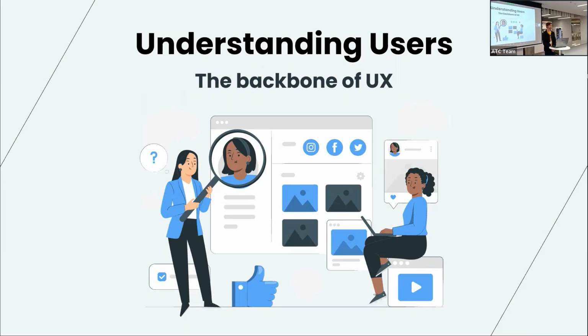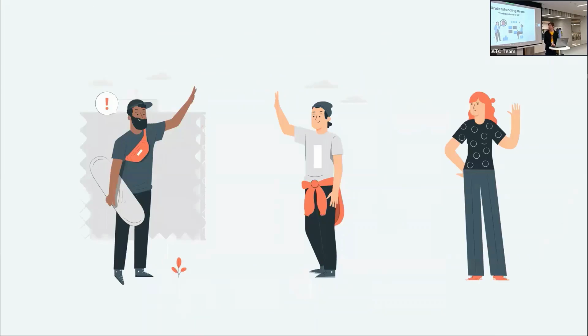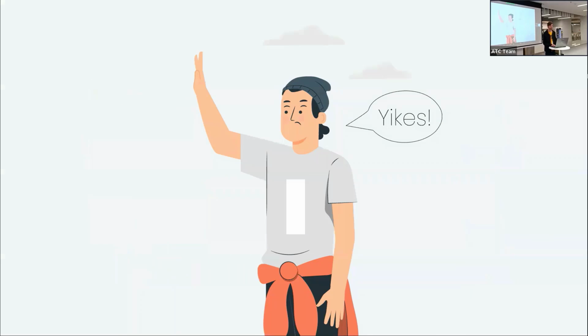Today I will be taking you through basically the backbone of UX, the what, why, and how of understanding users. So let's go into a little scenario real quick. Let's say you're walking down a street, right? And you see someone waving at you and you notice that, oh, they're not waving at me, they're waving at the person behind me. It's a yikes. Yeah, it's quite awkward, hey?